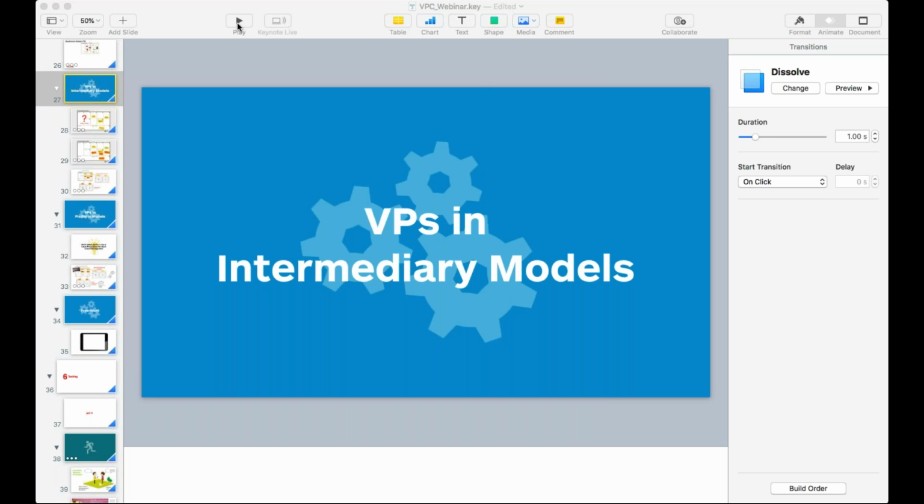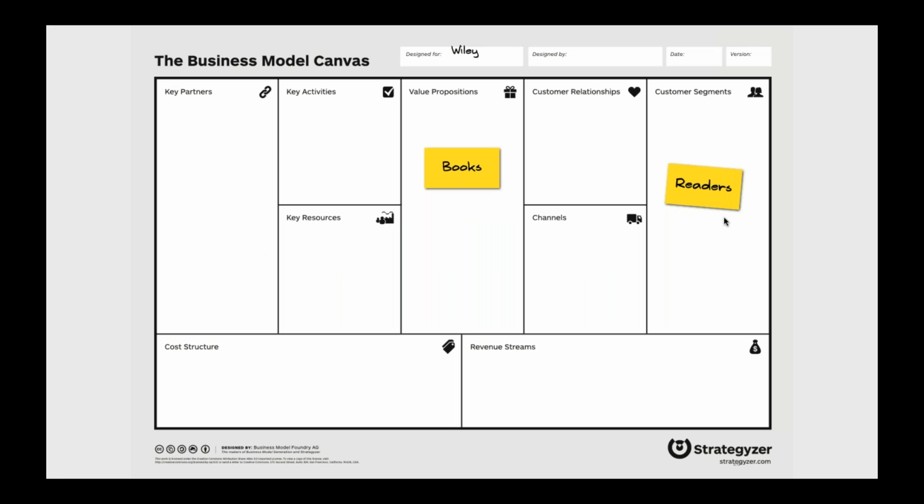Well, let's look at value propositions in intermediary models, where you sell to the market through an intermediary. Oops, so it didn't come up. The slide I wanted to show you here.